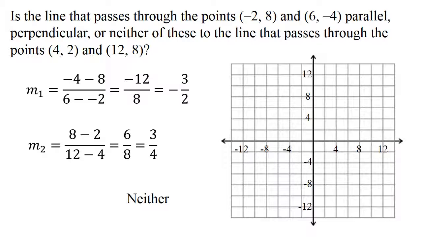So I'm going to plot these points and draw some lines and see if, looking at the picture, is evidence enough that I could have done it that way. So -2, 8. I plot that point. 6, -4. I plot that, and I draw the line through those 2 points. So that's the first line. And then I go to the second line. 4, 2, so over 4, up 2. And then 12, 8, so over 12, up 8. And I'm going to draw a line through these.